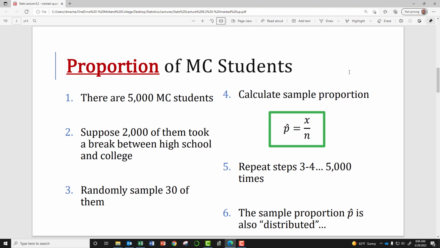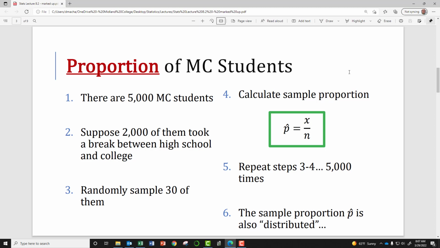Then step 3 says we're going to randomly sample 30 of them. So basically assign all 5,000 Midland College students an index number that numbers them 1 through 5,000. And then we are going to use a random number generator to randomly select 30 of those numbers assigned to students, and that will allow us to randomly select 30 students.